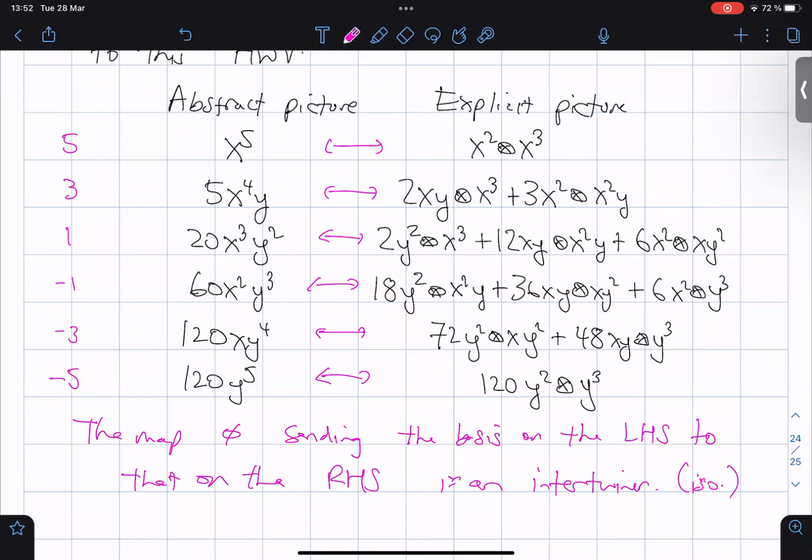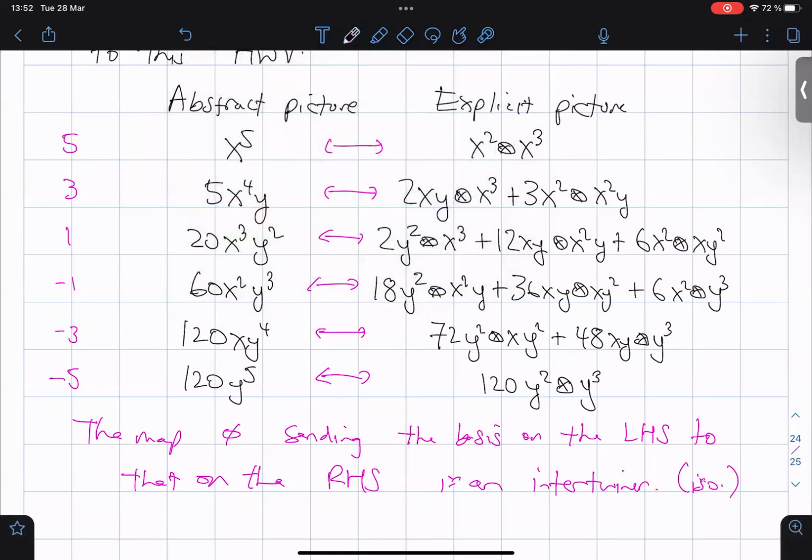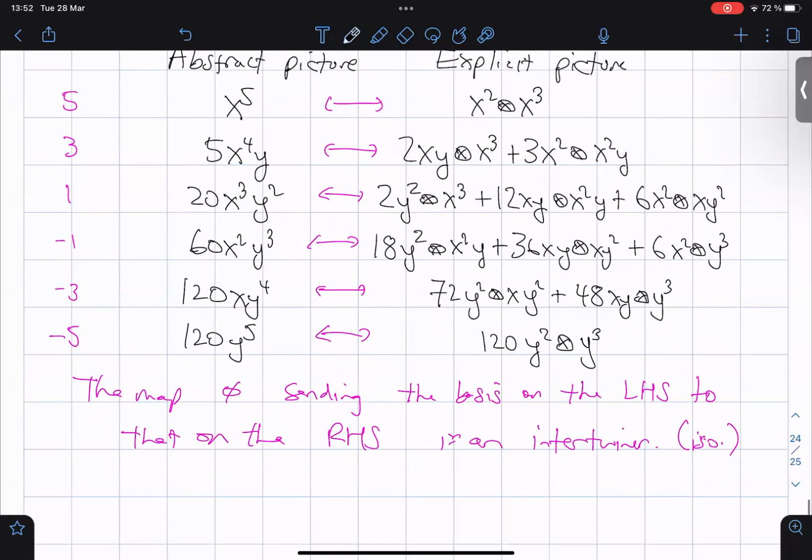This is V5 as it sits inside V2 tensor V3. This is the explicit realization of that. So that was the V5, and we had two other pieces. I'm not going to do that. That's a good exercise for you guys.